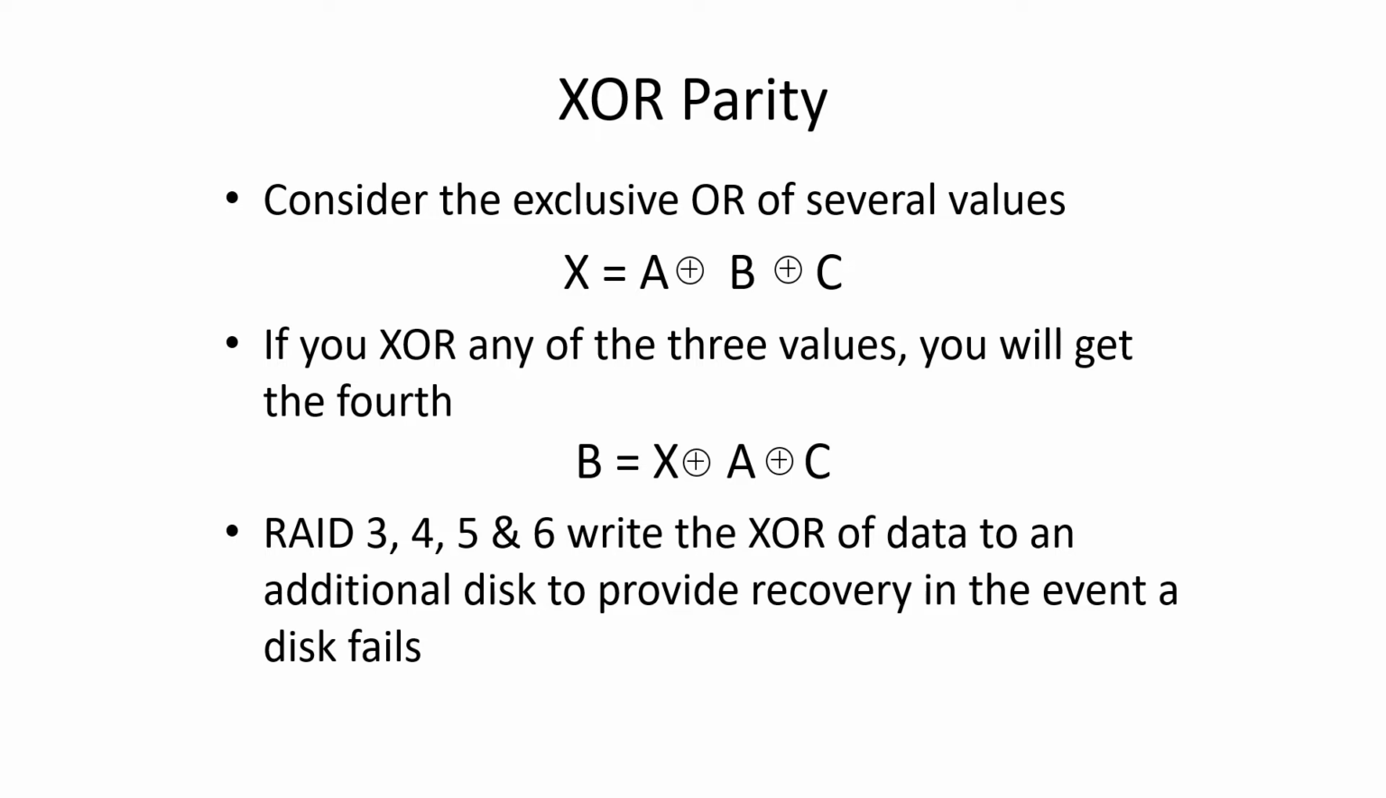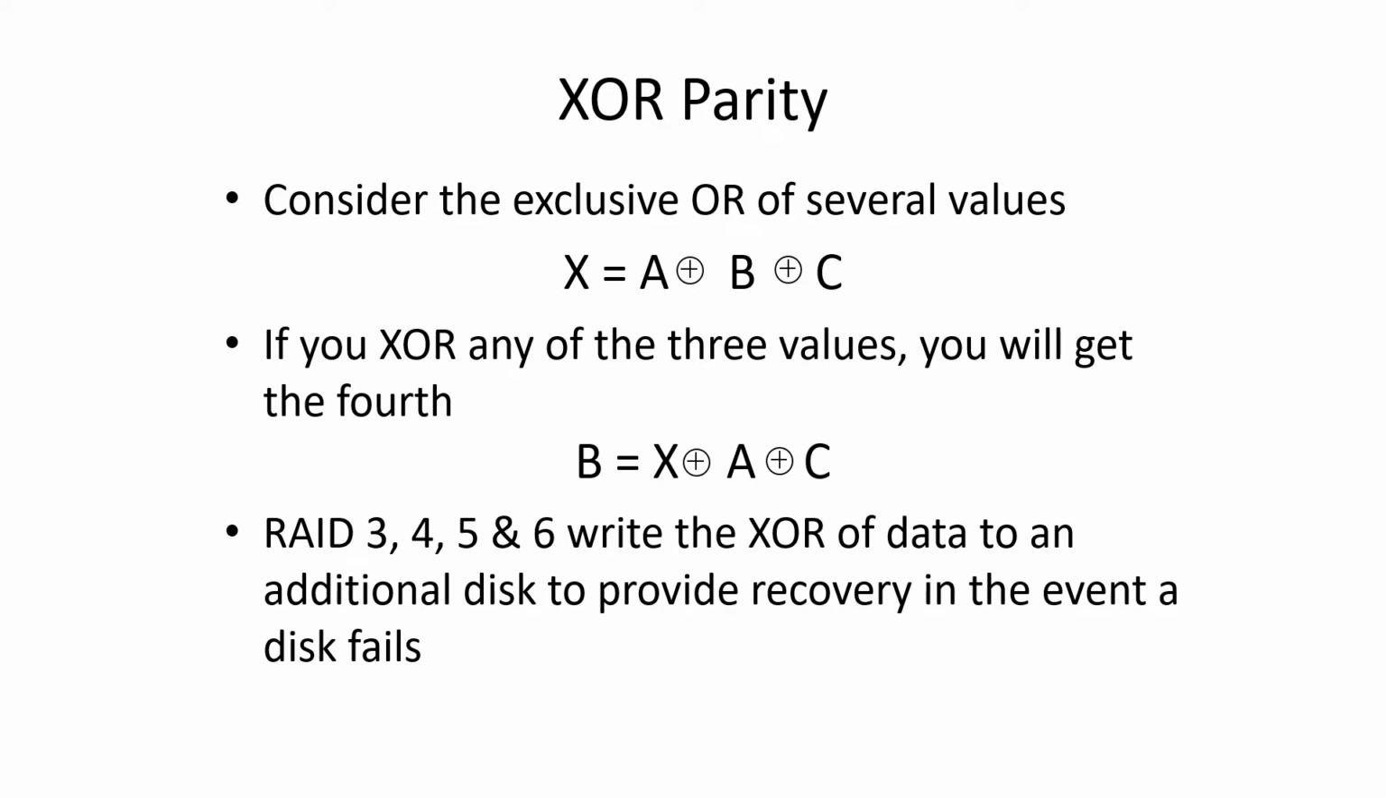Now, let's say you lose one of those values A, B, and C. You can find out what it is by exclusive ORing, say X and A and C, and the result will be B. So what they do is they exclusive OR each bit. You read a block, and exclusive OR it with the other block bit by bit.